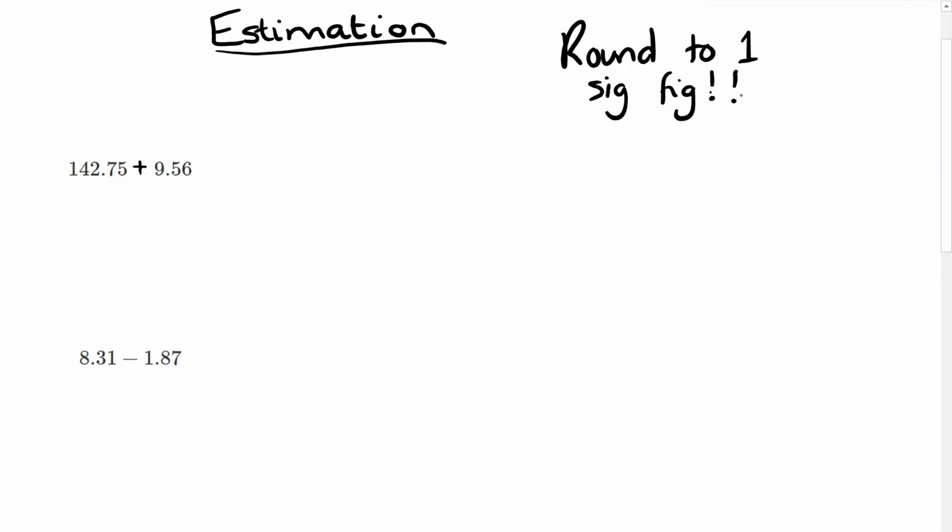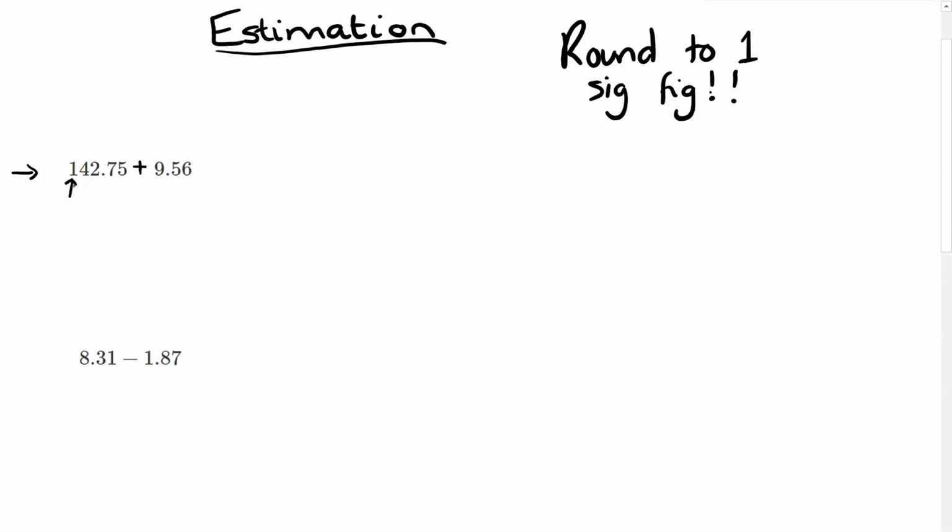So the first question you need to ask yourself is what each number is to one significant figure. So if we take this first one here, what is 142.75 to one significant figure? Well, the first significant figure just means the first number that's not a 0. So that would be the 1.